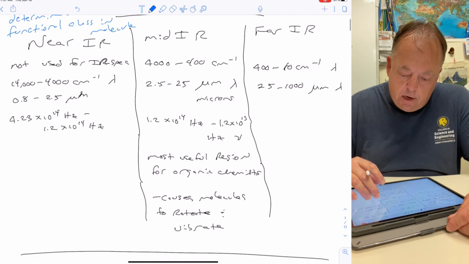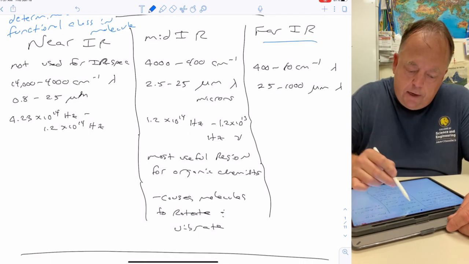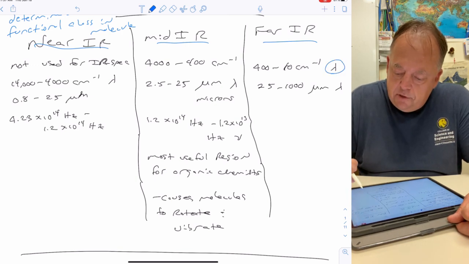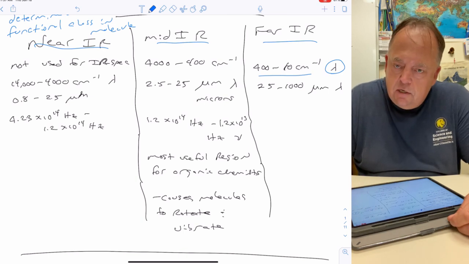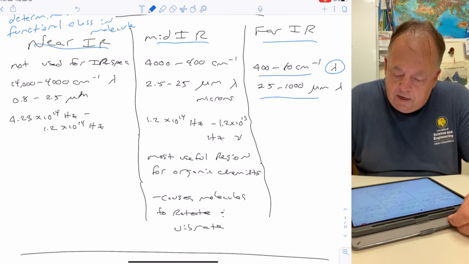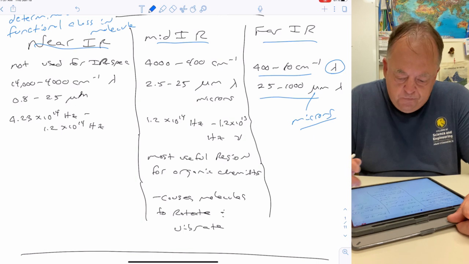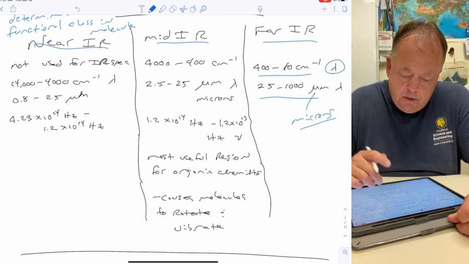So in terms of IR, you have what's known as far IR, mid IR, and near IR. So far IR, if you remember, lambda is wavelength, so from 400 to 10 inverse centimeters, or from 25 to 1,000 microns, so micrometers, same thing as microns. So that's really not used in this type of IR spectroscopy.